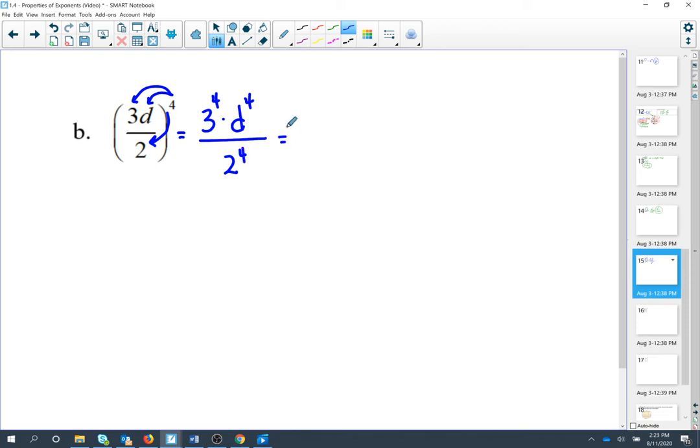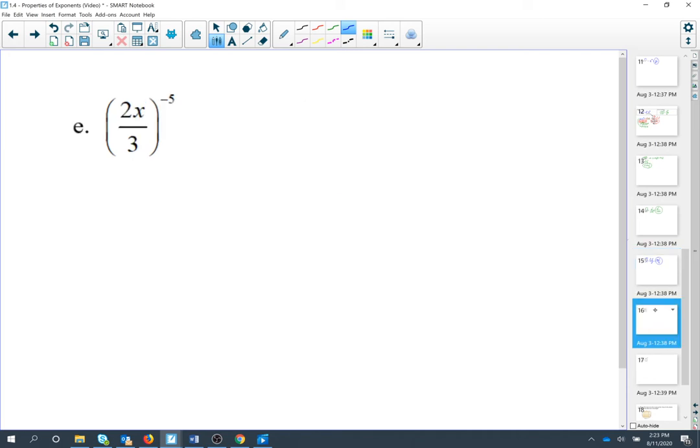Then I'm going to figure out 3 to the fourth, which is 81. So 81 D to the fourth. Then I'm going to figure out 2 to the fourth, which is 16. And if 81 and 16 could simplify, I would do that, but they don't. So there's our answer.